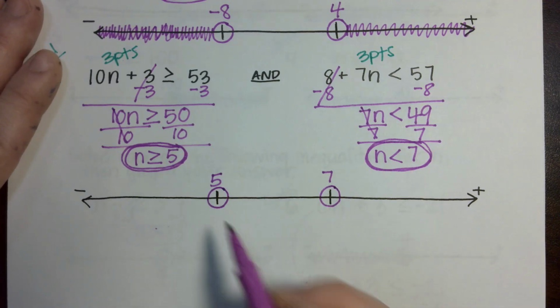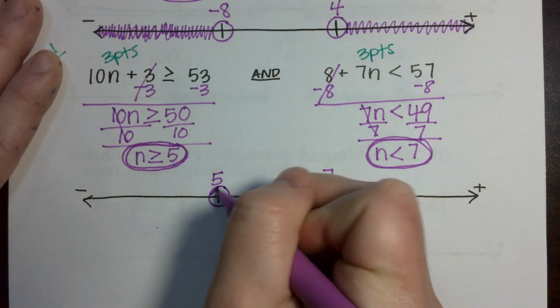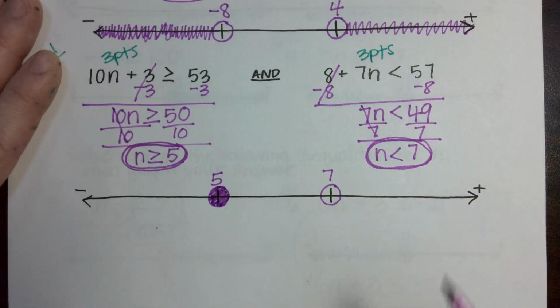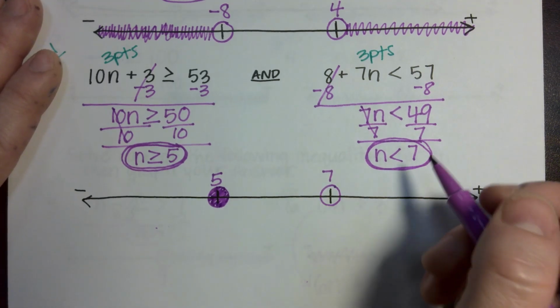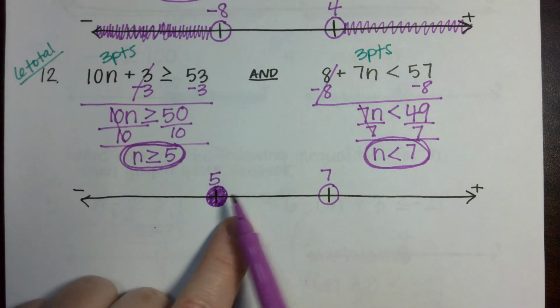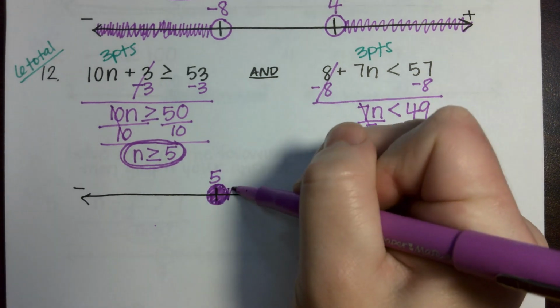For 5, do I shade it or leave it open? Shade it. N is greater than or equal to 5. And for 7, shade it or open? Open. Good. Now, am I shading in between my numbers or on the outside? Between the numbers. Between. Good.